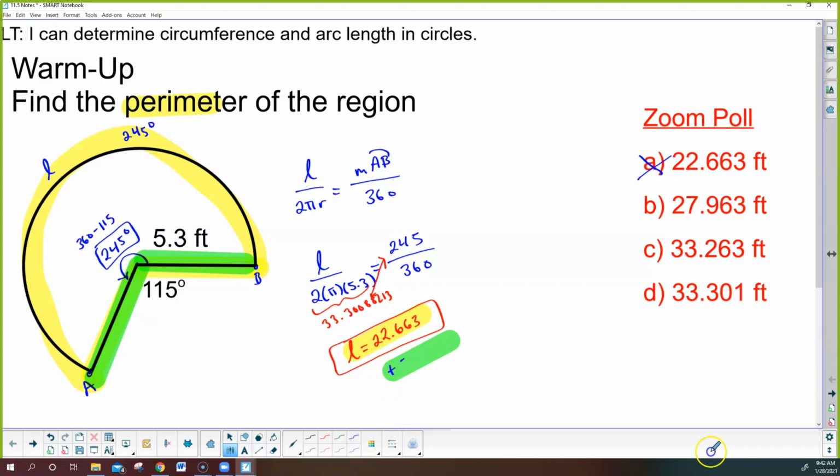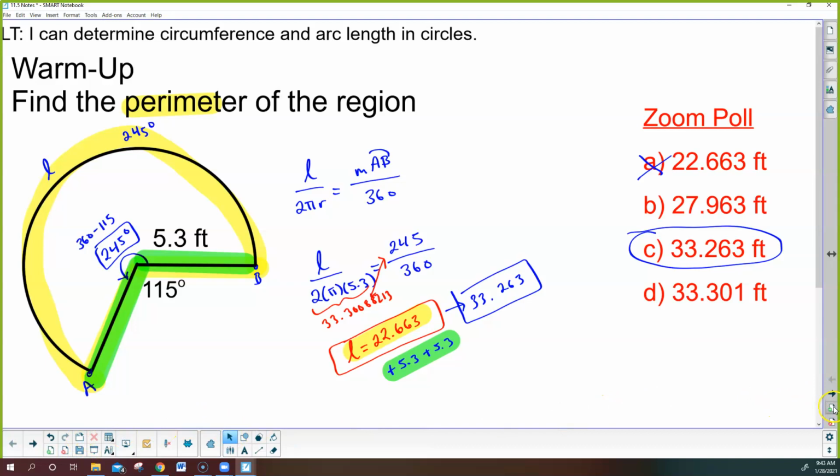So if I add 5.3 plus 5.3, that's 10.6. So if I take 10.6 and add it, we get 33.263 feet. And that is the full distance around the arc plus both radii. Okay, so hopefully that helped answer maybe one of the questions that we had from the quiz.